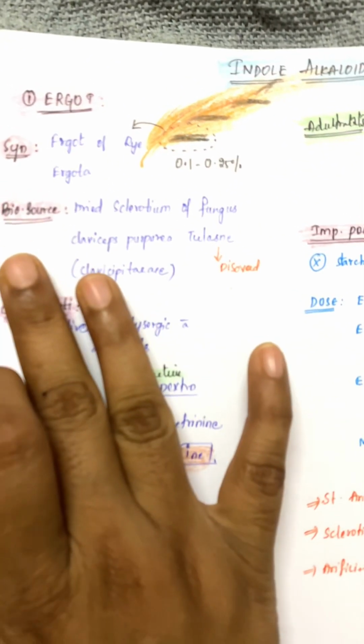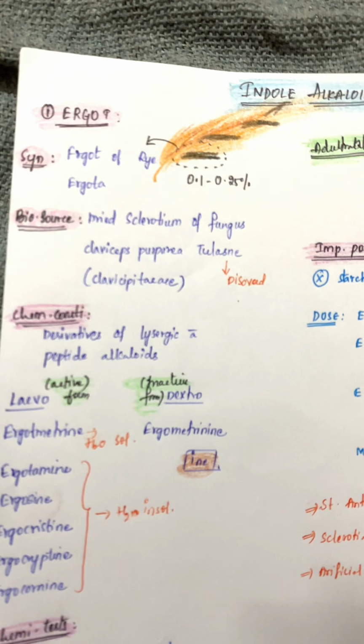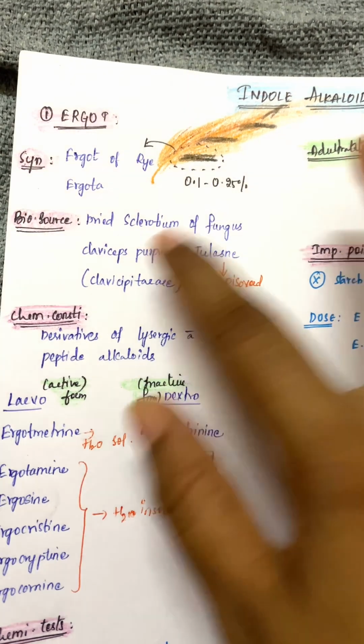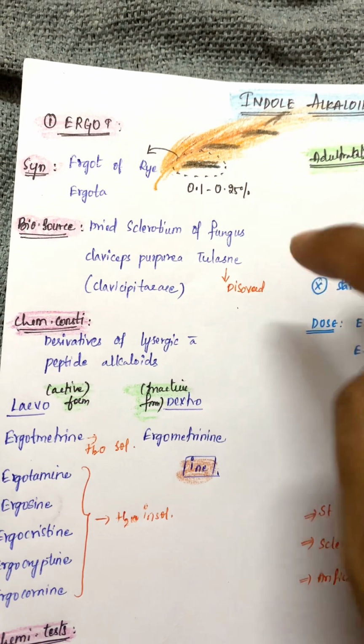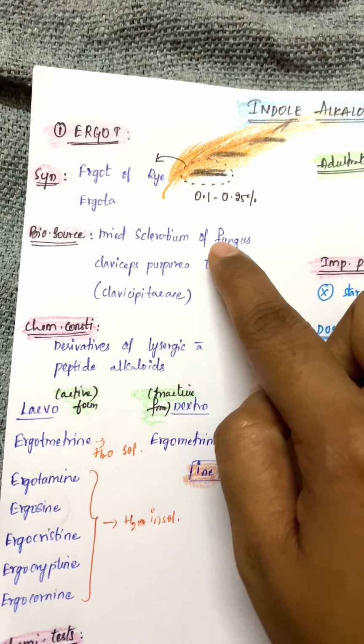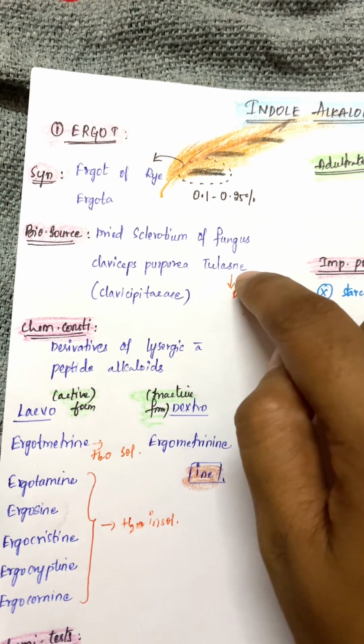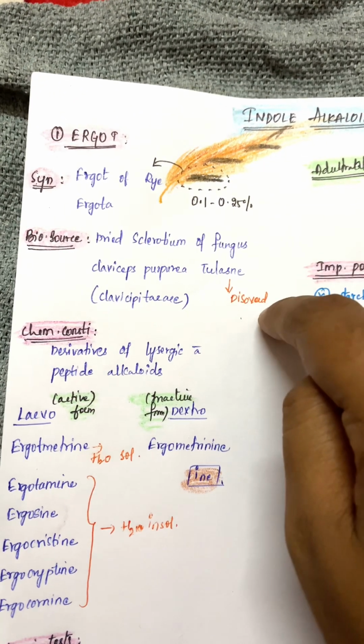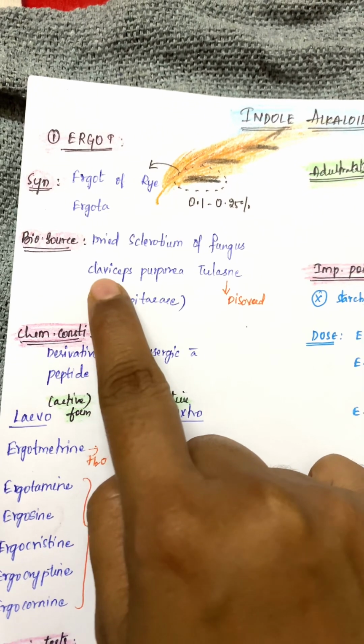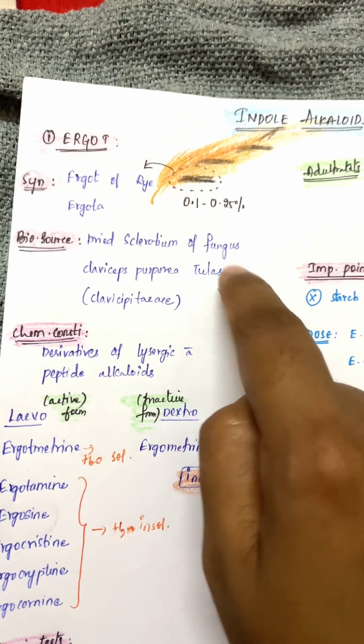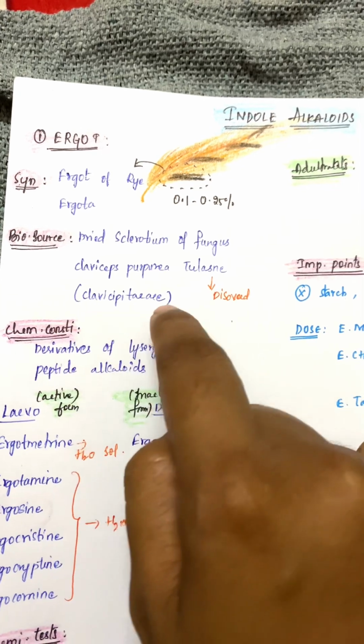Now biological source: dried sclerotium of the fungus Claviceps purpurea Tulasne. Now this Tulasne, the scientist called Tulasne, discovered this ergot, hence on his name it is called Claviceps purpurea Tulasne, and the family is Clavicipitaceae.